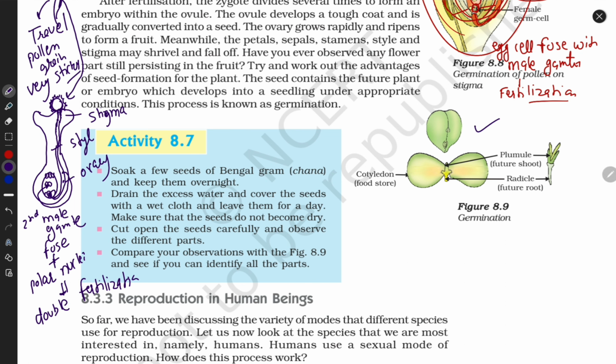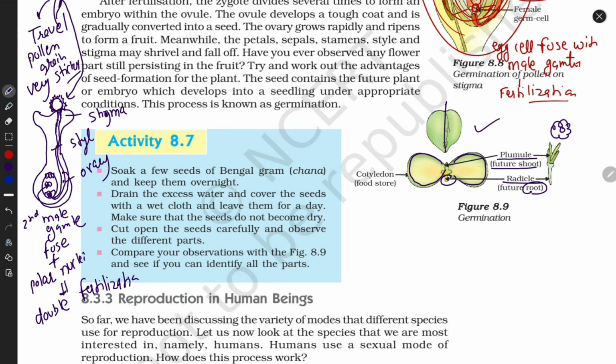What is this? This is a seed. If we cut longitudinally, cut and open, this kind of structure is visible inside the seed. This is the cotyledon, which stores food, and this is the plumule. What do they form in future? They form shoot, stem, branch, leaf, flowers, etc. And this is a root. We call it the radicle. They form root, primary root, secondary root, fibrous root.